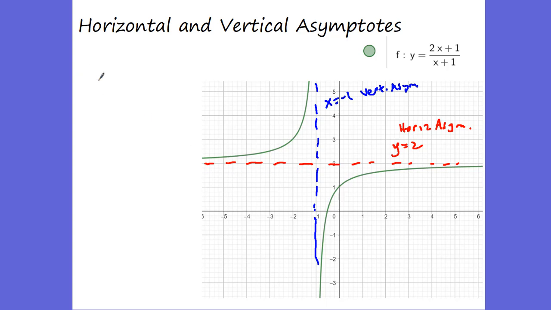And so if we took a look at what our domain is, our x values can be all the way from negative infinity. We can go all the way to negative 1, can't we?